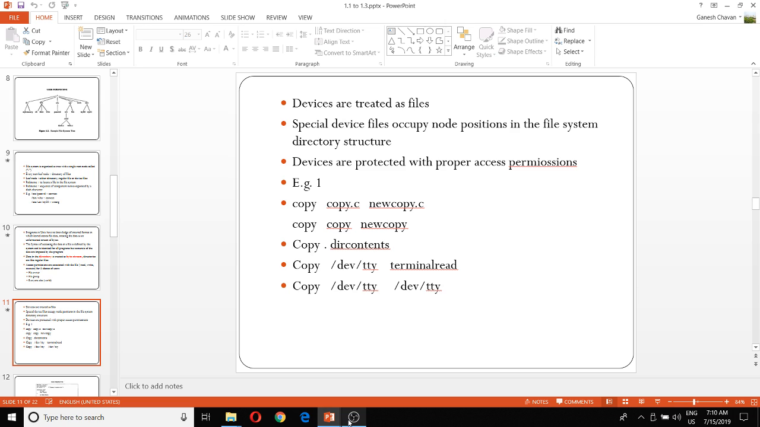Devices are treated as files. Special device files occupy node positions in the file system directory structure. Devices are protected with proper access permissions. Example: copy.c, newcopy.c, copy, copy new, copy.dir contents, copy /dev/tty, terminal read, copy /dev/tty.